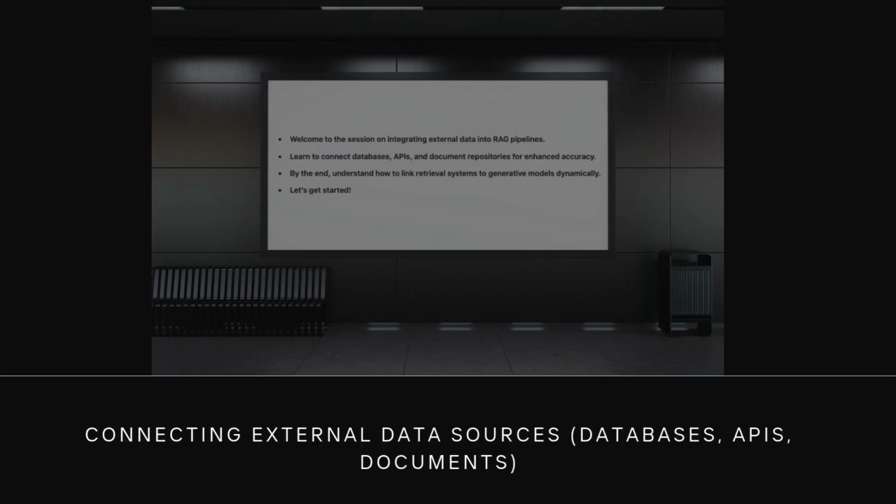In this module, we'll explore how to seamlessly integrate data from databases, APIs, and document repositories into your RAG system. This step is crucial for enhancing the accuracy and breadth of the generated content by providing models with access to up-to-date and relevant information. By the end of this session, you'll have a clear understanding of how to link external data sources to retrieval systems and dynamically feed this information into generative models.